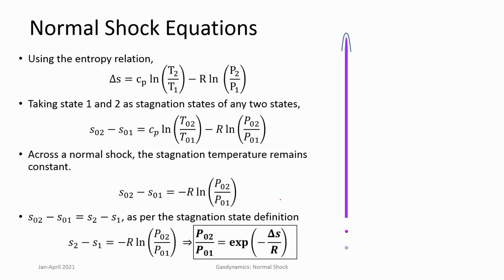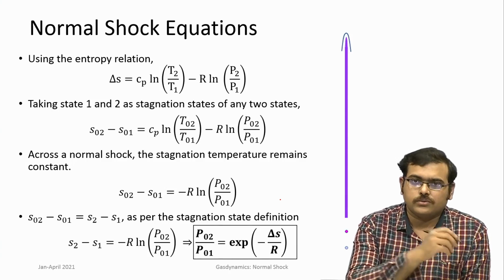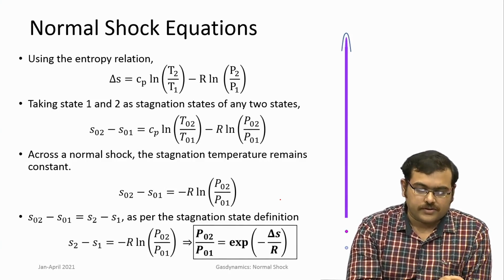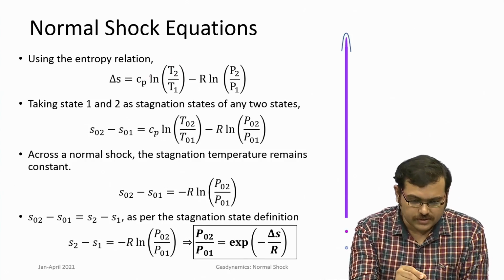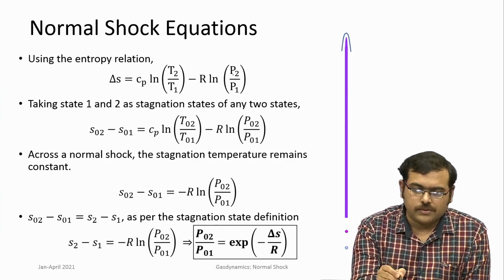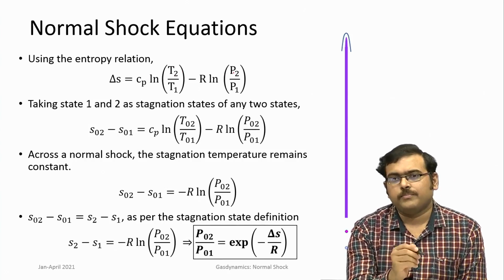Now we know that stagnation temperature across the shock is constant by virtue of the process being adiabatic, but what about stagnation pressure? How can we relate this across the shock? For this again we go to the entropy relations. The entropy relation across the shock that we just discussed is Cp log T2 by T1 minus R log P2 by P1.